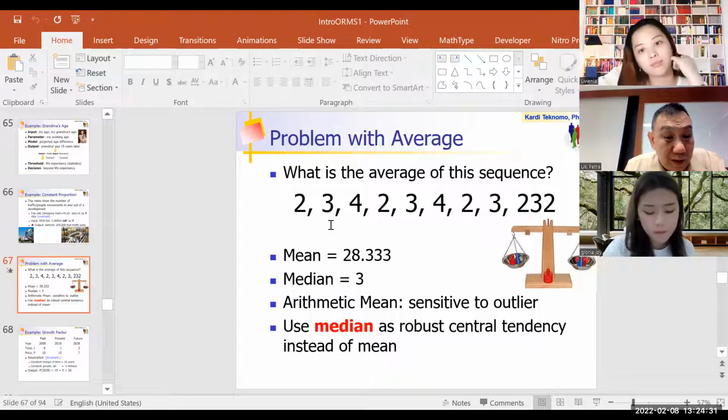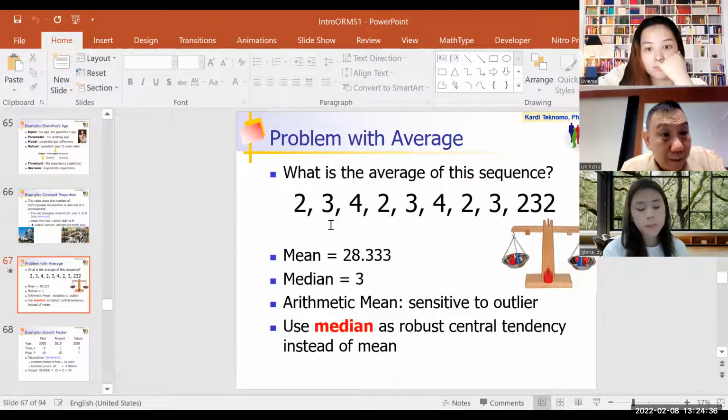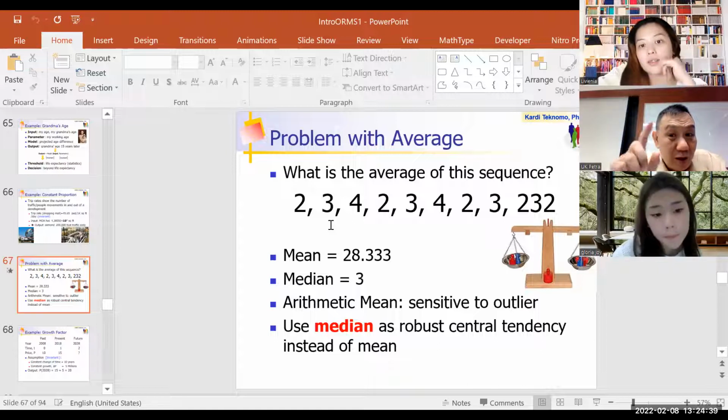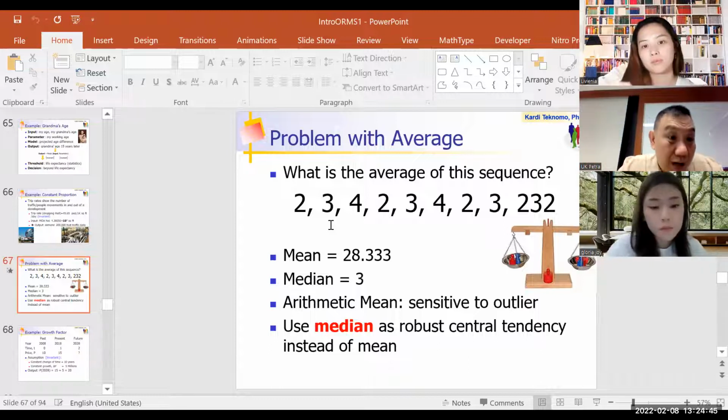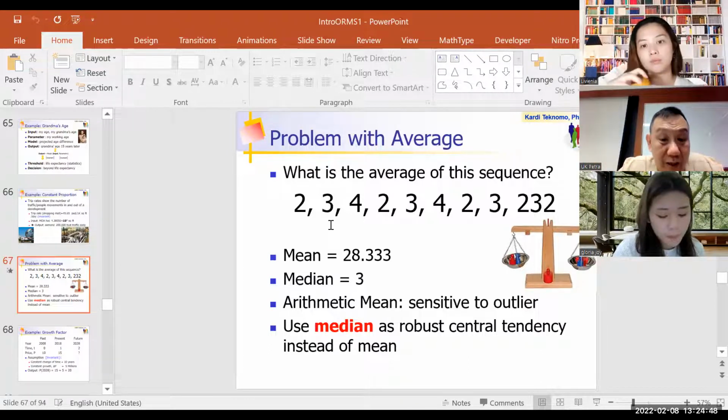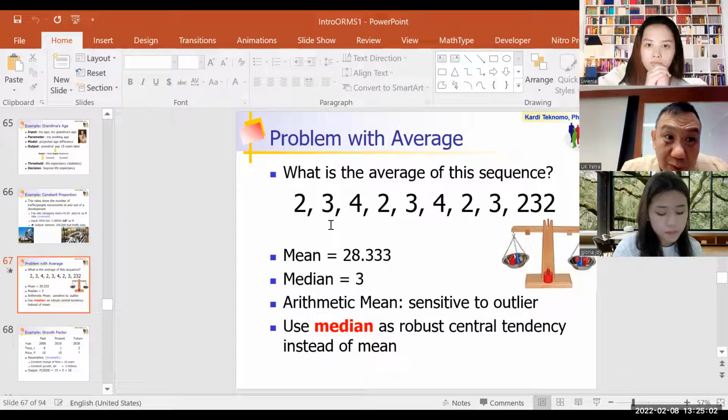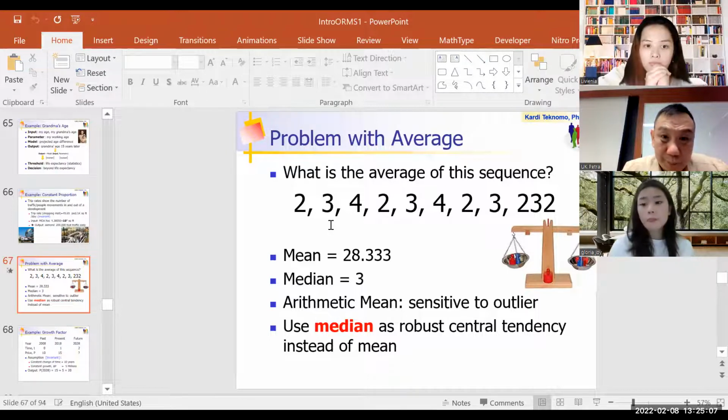So in that case, we know that the arithmetic mean is sensitive to outliers. If you have just one outlier, it will pull the average toward the outlier, while the median is actually a robust central tendency that we can use instead of the mean. So my suggestion is use the median, don't use the mean. Don't use the average as much as possible. Not always possible, but as much as possible.